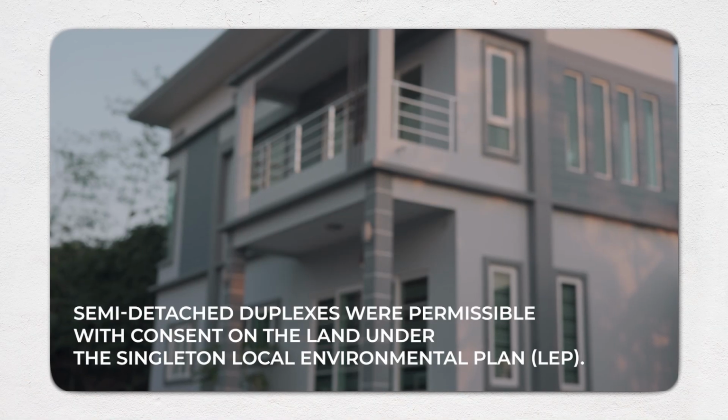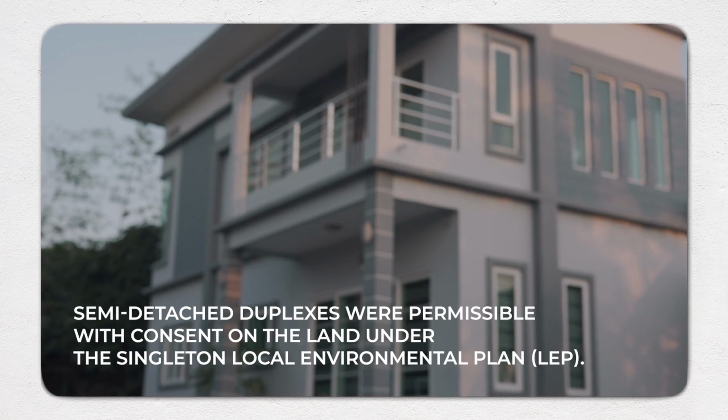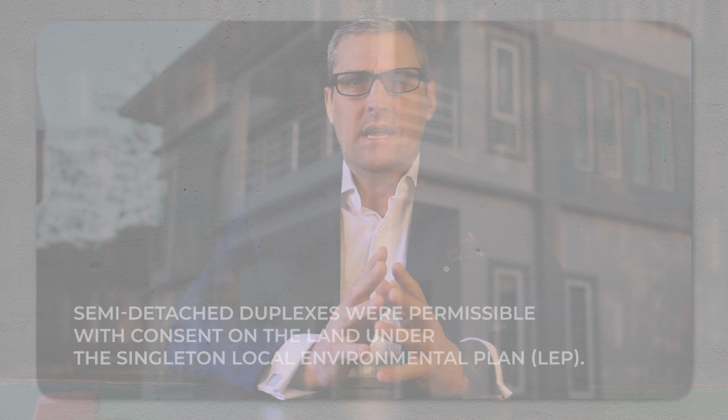Now, semi-detached duplexes were permissible with consent on the land under the Singleton Local Environmental Plan, which was the relevant LEP. So you've got a conflict here. The Section 88B instrument says no duplexes. The Singleton LEP says duplexes are permissible with consent. In this case, Singleton Council granted consent to a semi-detached duplex and a two-lot strata subdivision on the land, and the Leonards went ahead and constructed a duplex on the site without the consent of Jessica Estates.